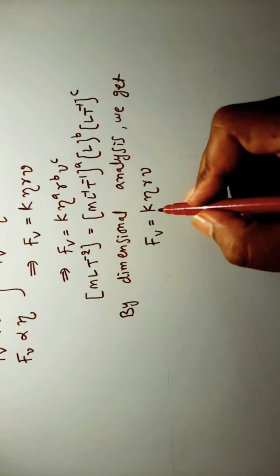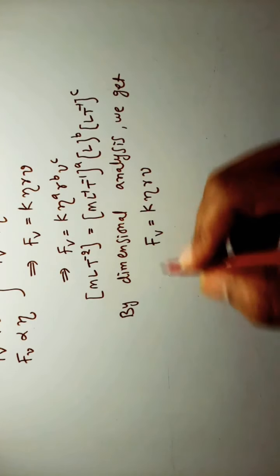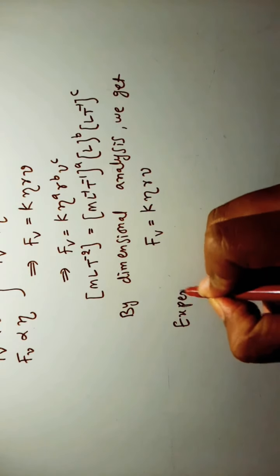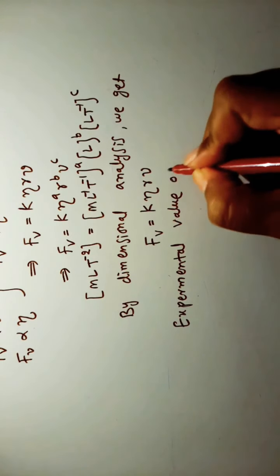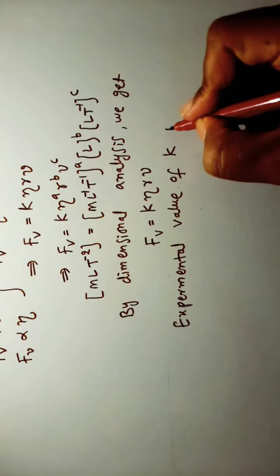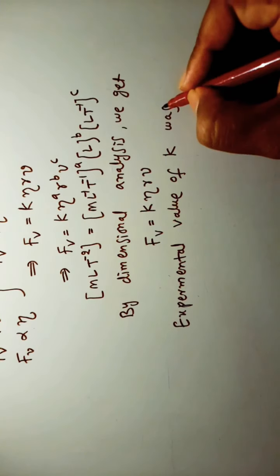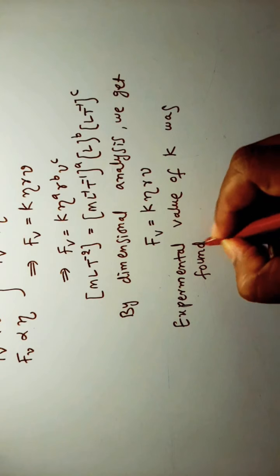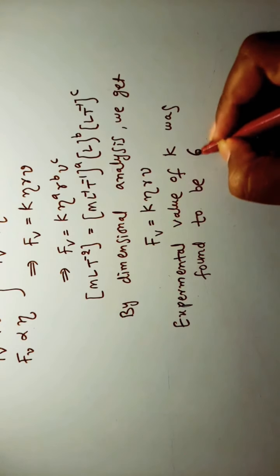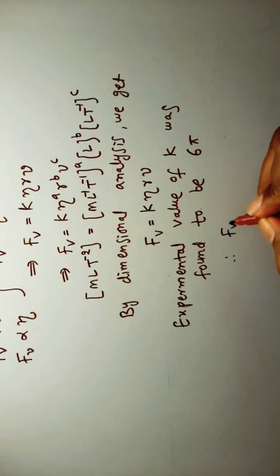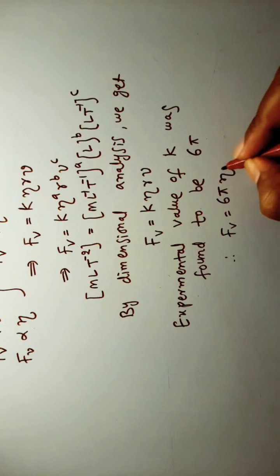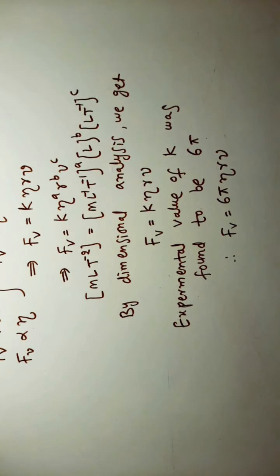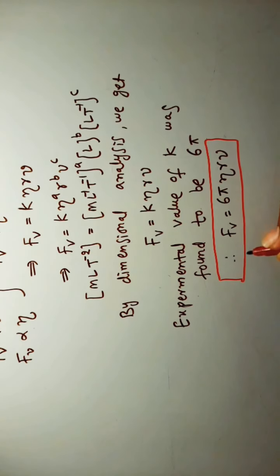The experimental value of k was found to be 6 pi. So therefore Fv is equal to, here k is equal to 6 pi, 6 pi eta R V. This is known as Stokes' law.